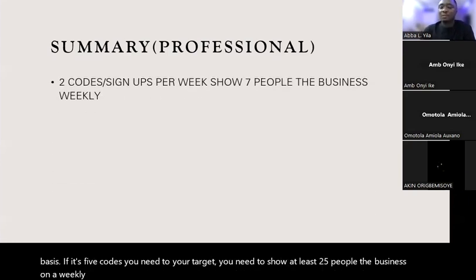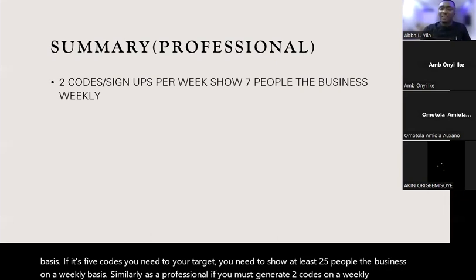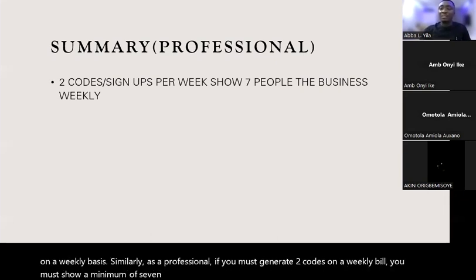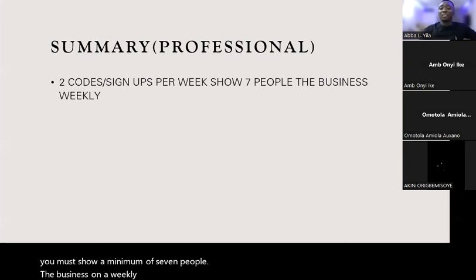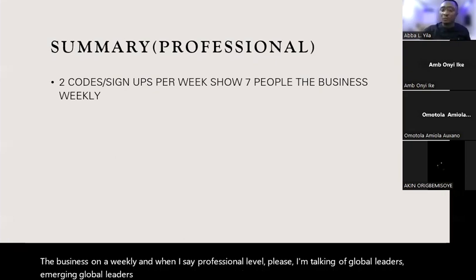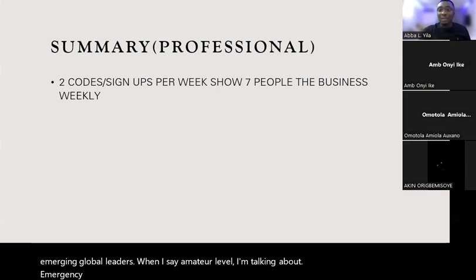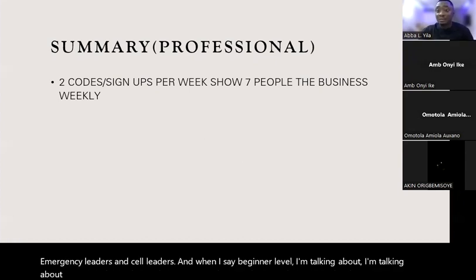Similarly, as a professional, if you must generate 2 codes on a weekly basis, you must show a minimum of 7 people the business weekly. And when I say professional level, I'm talking of global leaders, emerging global leaders. When I say amateur level, I'm talking about emerging cell leaders and cell leaders. And when I say beginner level, I'm talking about from partner to Kingsman.